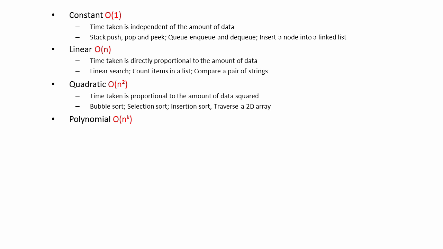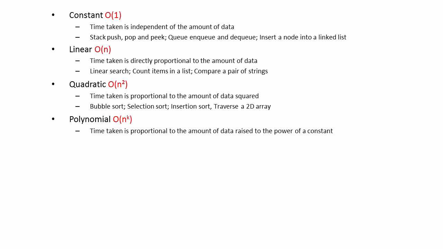Polynomial complexity is a general term for any complexity in which the time taken is proportional to the amount of data raised to the power of some constant. We'll call that constant k. If k is 2, it's known more specifically as quadratic complexity. If k is 3, it's cubic complexity. K can in fact be any number.